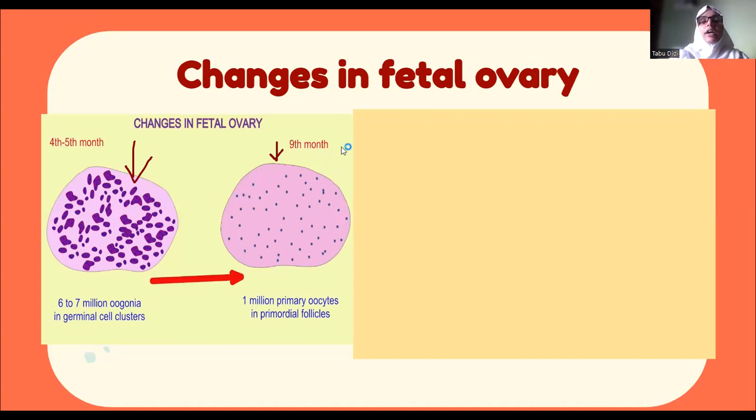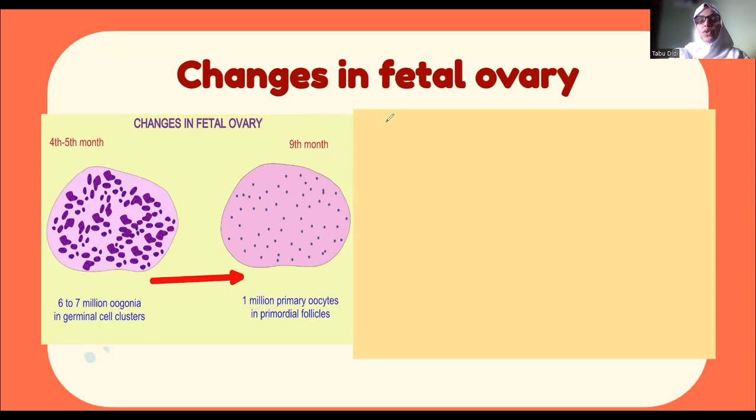If the embryo that is developing inside the womb is female, obviously the female reproductive system is getting developed. So initially, when the baby is only in the 4th to 5th month, you will see approximately 6 to 7 million oogonia result due to repeated mitotic division. When the baby reaches 9 months, at the time of giving birth, when the baby is ready to come out into the new world, this 6 to 7 million oogonia reduces to approximately 1 million.